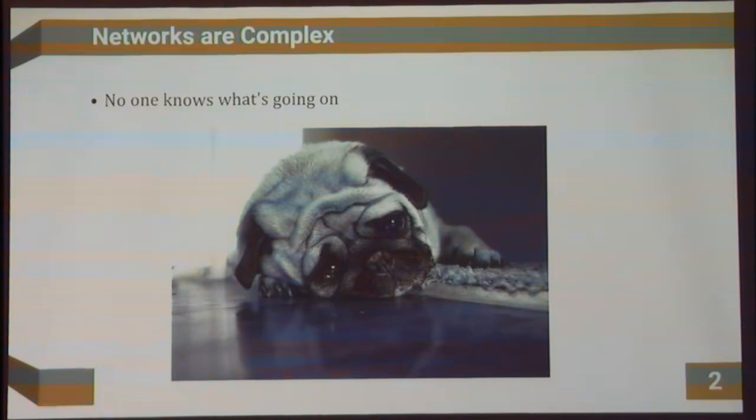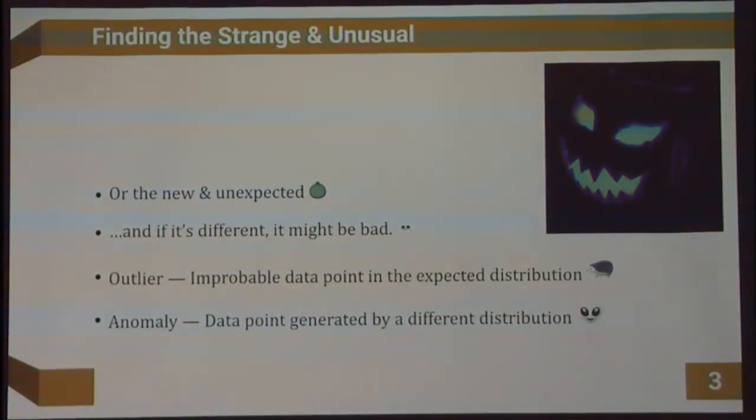There's one thing that everyone pretty much agrees on, and that is that networks are complex and no one really knows what's going on in them. The CTO at my company thinks that the internet as a whole was a bad idea. But while the internet is still going on, we still have a job to do. So what can we do?